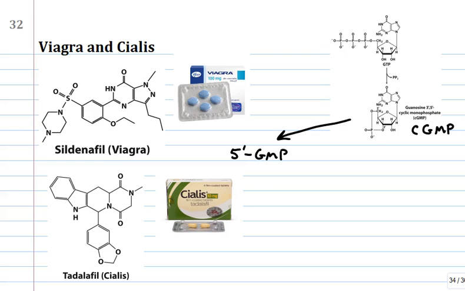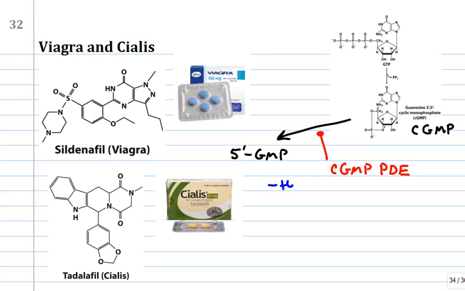And the enzymes are cyclic GMP PDE, phosphodiesterases. Again, analogous to cyclic AMP phosphodiesterases. Well, now, here's the good information to know about this page.